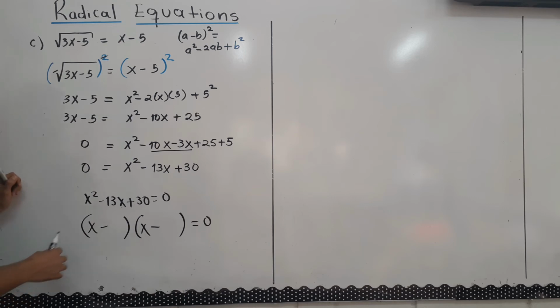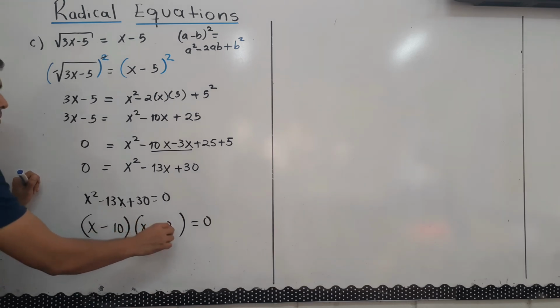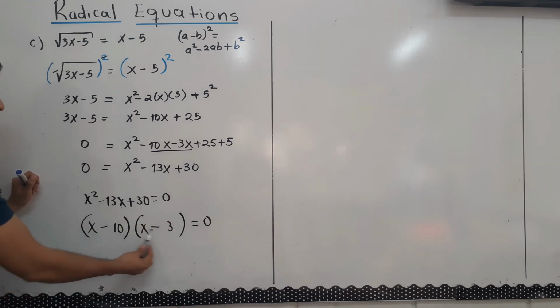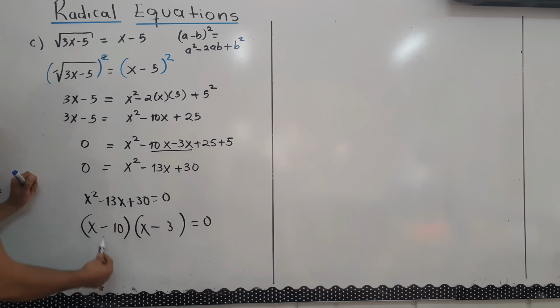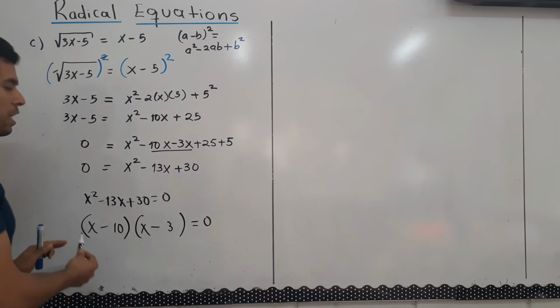So in this case, you have many factors here. You can put 6 and 5. 6 multiplied by 5 is 30, but 6 plus 5 is not going to be 13. More possibilities, you can do 10 multiplied by 3. In that case, yes, it's 30. Negative 10 multiplied by negative 3 is positive 30. And negative 10 minus 3, since they both are negatives, you add. So in this case, it's negative 13. So it's okay.